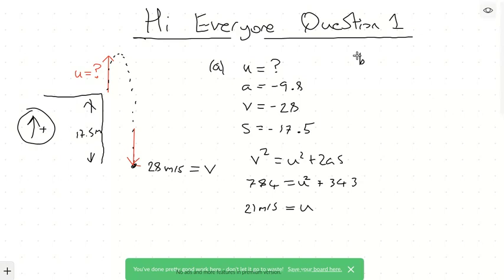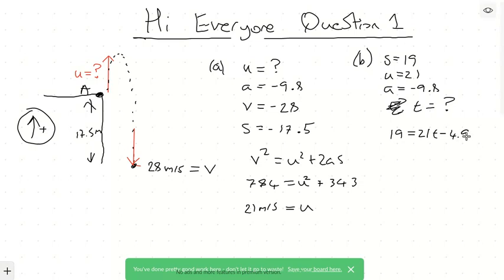So that's part A. Part B: at time t seconds, P is 19 meters above A, and A is the point of projection. A on my diagram is there. So if you're 19 meters above A, then S is 19. U we can now use as 21. A is minus 9.8, and we're looking for T, so T equals question mark. S equals UT plus a half AT squared. Put it all onto one side. I probably prefer to put it onto the left myself, but it doesn't matter which side.